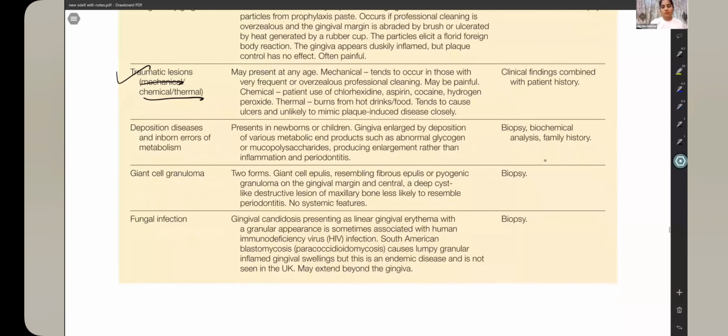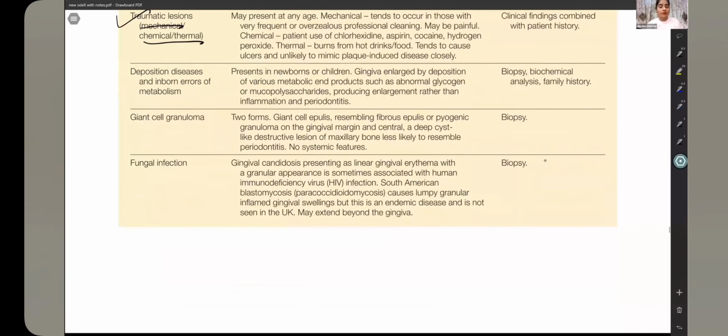Then deposition diseases because of some metabolic disorders. So some metabolic byproducts get deposited in the gingiva, and that could be your glycogen or mucopolysaccharide related diseases. Biochemistry, biopsy, and family history will easily help you rule them out.